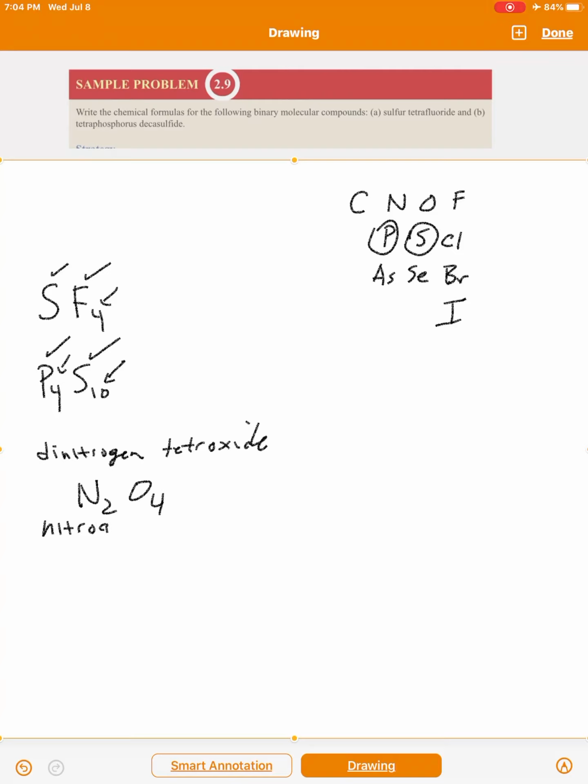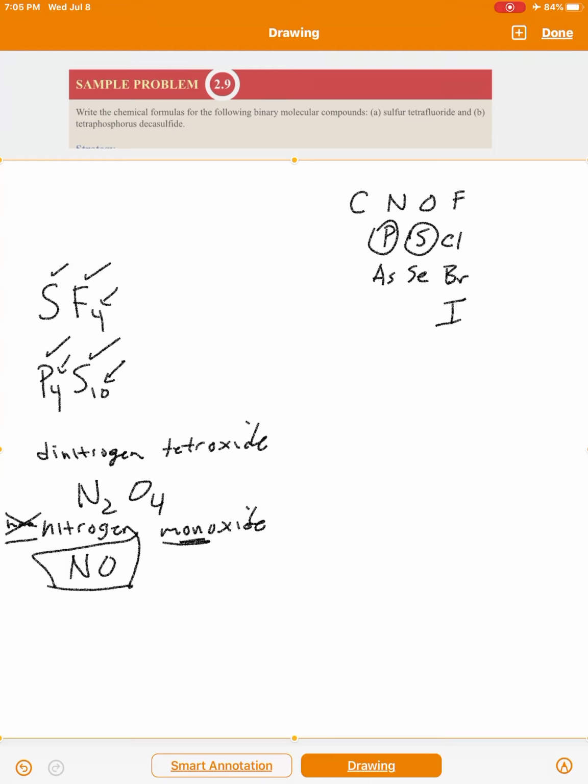Nitrogen monoxide. See, not monooxide, but monoxide. Only one O in there. Okay. Nitrogen monoxide, nitrogen, monoxide, so that's O. There you go. Mono means 1, right? Remember, you don't use mono in the first element. You can only use mono in the second element. So NO would be nitrogen monoxide.